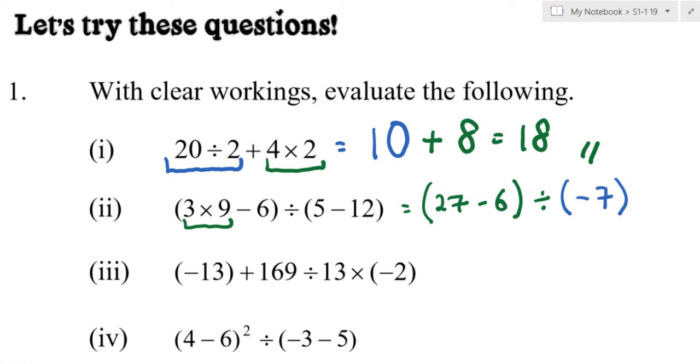And then open up the bracket. What is 27 minus 6? 21. Divide by negative 7. Negative 3. Press calculator. All this is not by mental sum. Just calculator. Okay, I pause the video here.